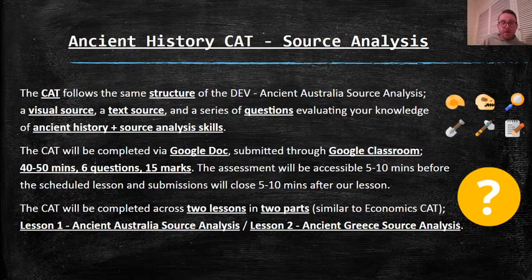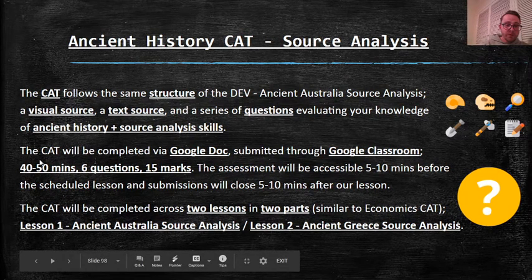Now, just like our economics CAT, where you guys had 3 kind of mini case studies, instead of giving you one massive CAT together, we've split it across 2 lessons. So the CAT is going to have part 1, where you look at ancient Australia, source analysis activity for ancient Australia, and then part 2, which will be completed in a second lesson, is going to be your ancient Greece source analysis. So the CAT has been cut into 2, completed across 2 lessons, so you get 40 to 50 minutes for ancient Australia, 40 to 50 minutes for ancient Greece.